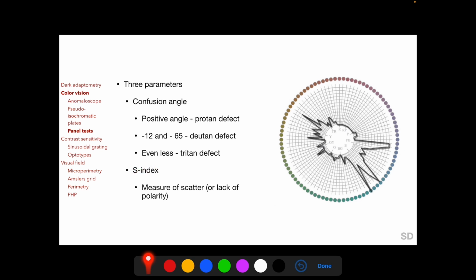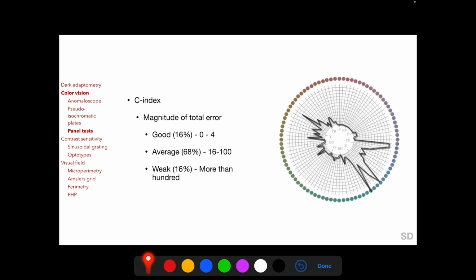The S index is the measure of scatter of the deviated points, and as we have mentioned, the scatter is less in congenital red-green color deficiencies and more in patients with acquired color deficiencies. And the C index considers the magnitude of total error made by a subject and depends on both the number of tablets misplaced and the distance of misplacement from the normal order.